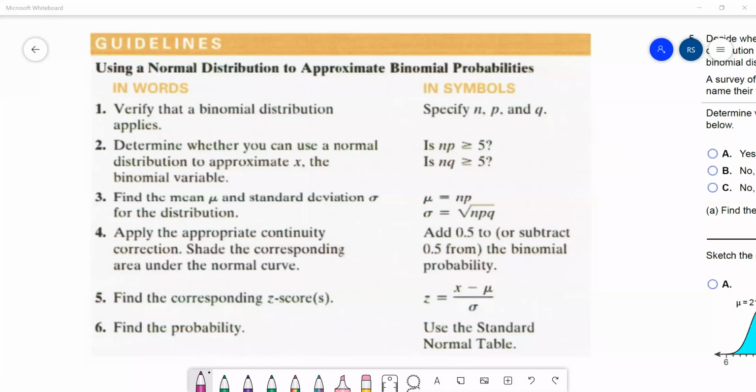Okay, so I want to do this video to help y'all understand how to approximate with the binomial distribution. This is an extra video outside of what we did in class.